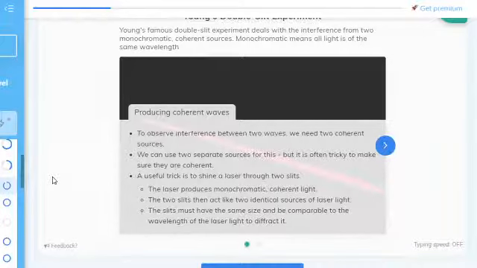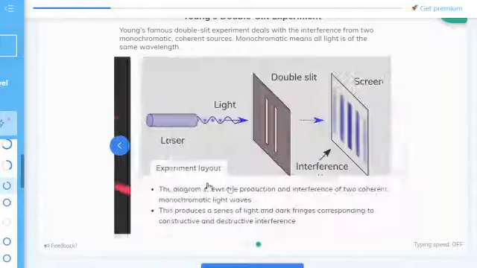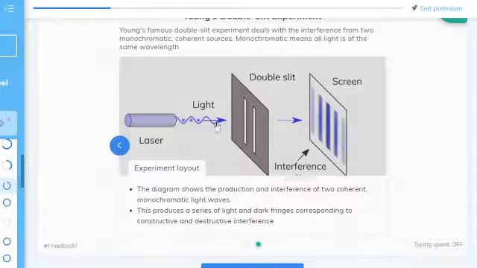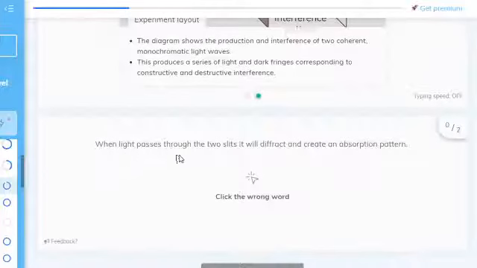The two slits then acted like identical sources of the laser light. The slits had the same size, comparable to the wavelength. So here the laser was shot through the slits, and it came out on this screen with this pattern. So this was how it went basically. There were a series of dark and light fringes. When light passes through the two slits, it will diffract and cause an absorption pattern.